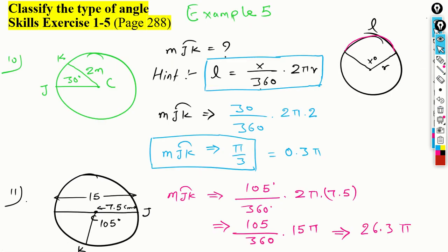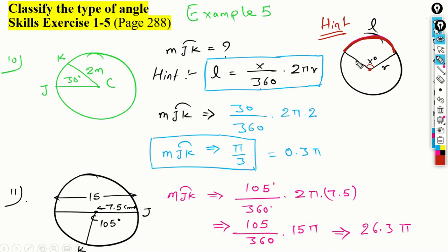Okay, now next we have example number 5. So question number 10, it says you have to find arc length. So first try to understand what is the arc length. So in this one here, a circle, this is your center, it is making an angle x degree, the radius is r, so this angle is making here, so this section is called arc length L.